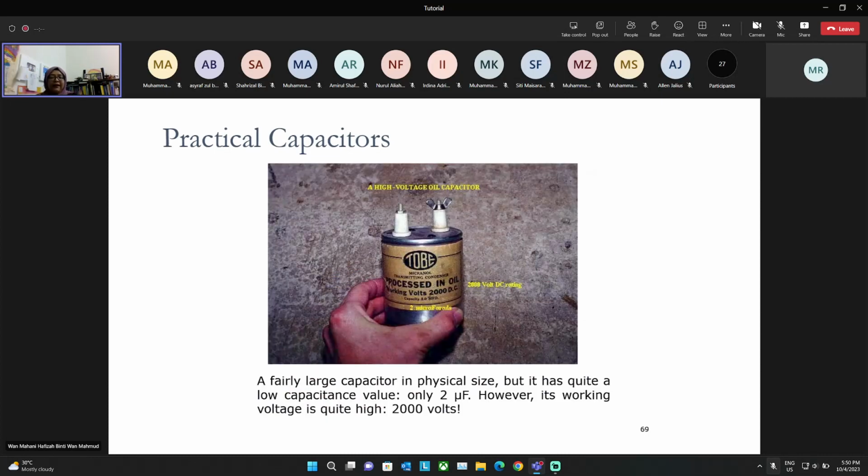And we can also have a very large capacitor, tapi yang ni value capacitor dia rendah je sebenarnya, 2 microfarad. Tapi sebab dia digunakan untuk high voltage punya applications, and it can bear up to 2 kilovolt, 2000 volt kan. So that's why dia besar macam ni.